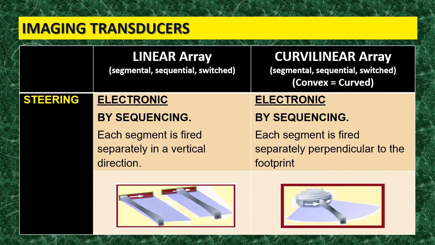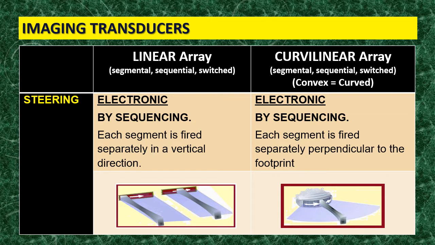So now, as we mentioned earlier, they are called sequential or segmental or switch. Why? Because of the pattern of activity here in what we call the steering, which is electronic. Yes, it is electronic, but not electronic via phasing like the phased array. Phased array is electronic steering by a pattern of phasing, the minute time delays or minute phase delays. So I'm talking about the phased array.